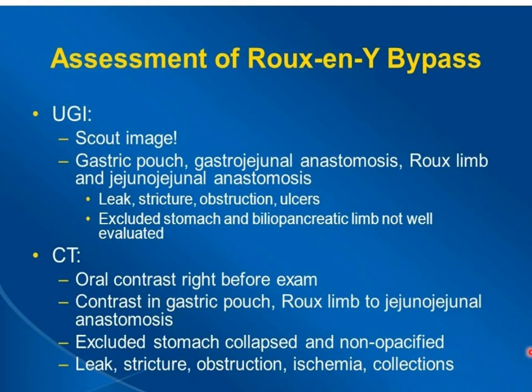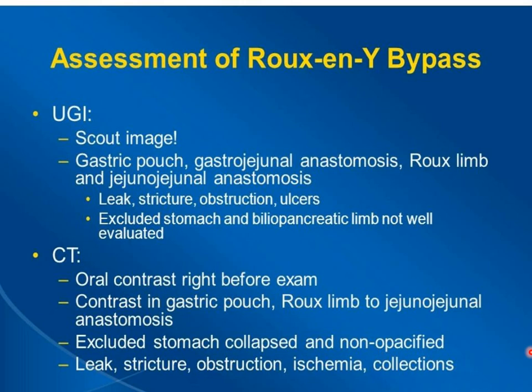The assessment of the Roux-en-Y. This is our job; we have to focus on it. First, in a scout view, we have to look at the gastric pouch and the gastrojejunal anastomosis with the Roux limb and the jejunal anastomosis. We have to look for what?